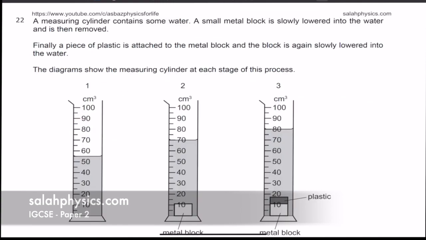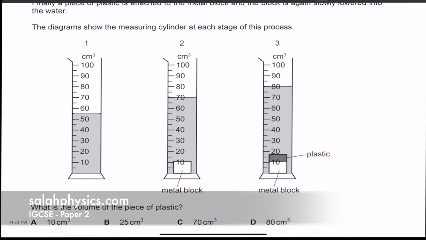In question 22, a measuring cylinder contains some water. A small metal block is slowly lowered into the water and is then removed. Finally, a piece of plastic is attached to the metal block and the block is again slowly lowered into the water. The diagram shows the measuring cylinder at each stage of this process. So the volume of water is here 55. Then with the metal block it goes up to 70. Then with the metal block and the plastic it goes up to 80. The question is, what is the volume of the piece of plastic?